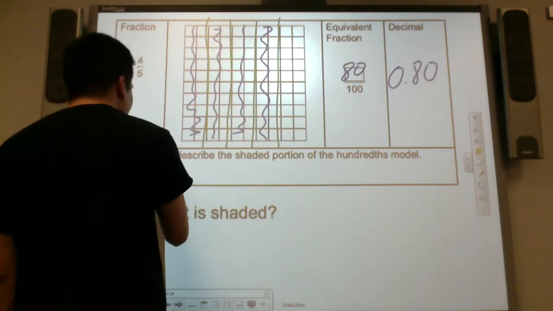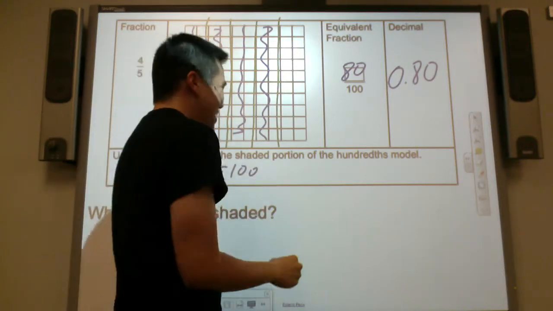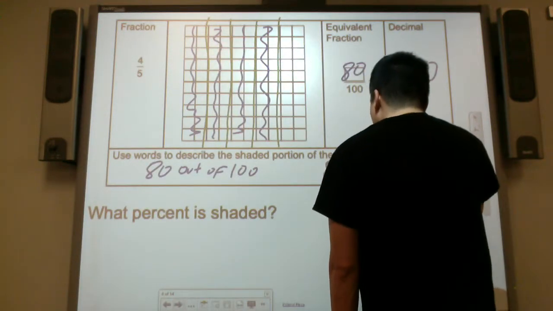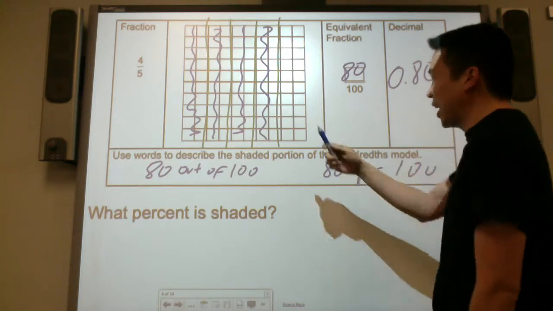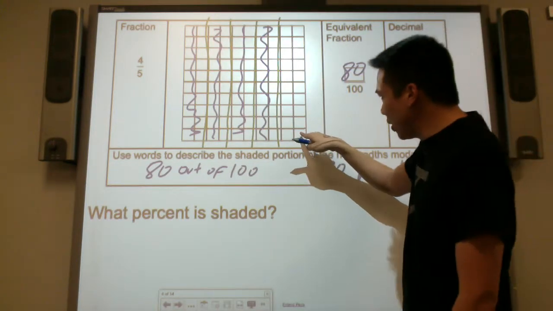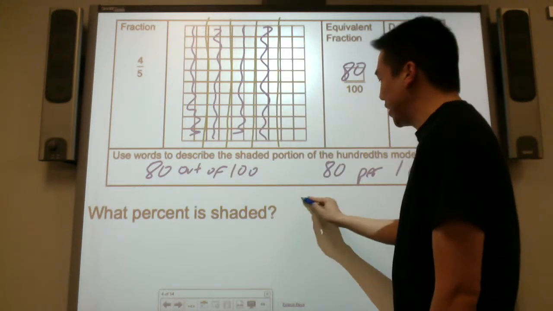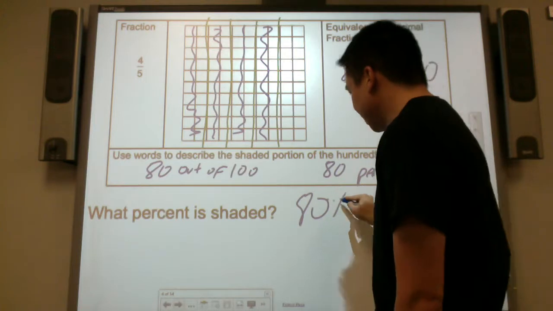So use words to describe the shaded portion of the hundredths model. I shaded 80 out of 100. Another way of saying this, I shaded 80 per 100. So what percent is shaded? If each one of these squares represents 1%, how many percent did I shade? 80%.